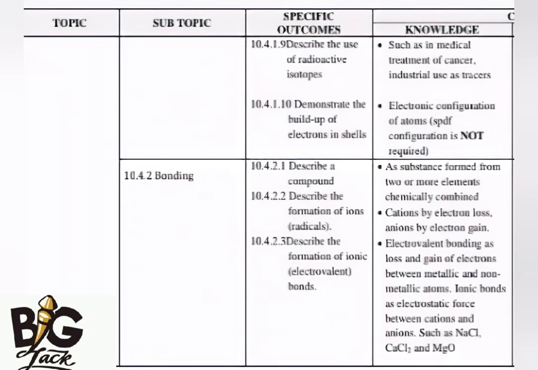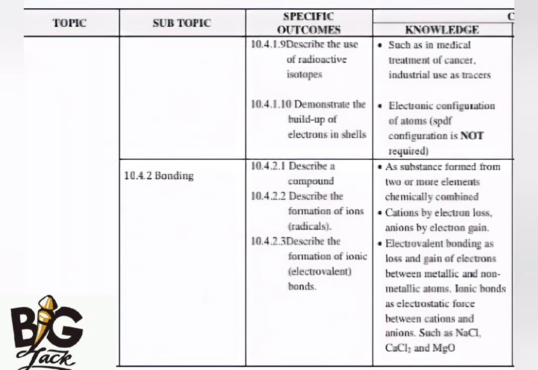As for the loss and gain of electrons between metallic and non-metallic atoms, ionic bonds have electrostatic force between cations and anions, such as sodium chloride. Sodium chloride falls under ionic, which means sodium is a metal and chlorine is a non-metal, so between them there will be a strong attraction.